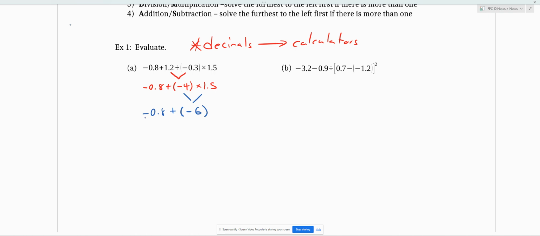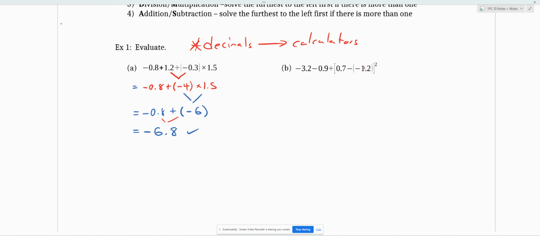And finally, we can actually finish this off. I should put my equal sign here. And we are going to take negative 0.8, add it to negative 6. We're getting more negative here. You don't need your calculator here, but if so, no problem. It is negative 6.8, and we're done. Okay, and I'll draw my last set of arrows because it was our last operation here.